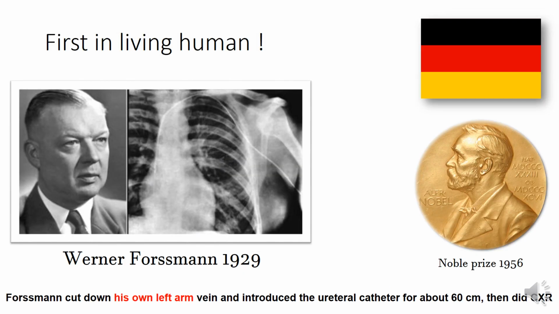Then a brief trial by Dr. Werner Forssmann in 1929 in Germany. For the first time in a living human, Dr. Forssmann performed a cut down in his own left arm cubital vein, and he introduced a urethral catheter about 16 centimeters into his venous system reaching the heart shadow, and then he did this chest x-ray. Actually, he was awarded the Nobel Prize in 1956 for his initiatives.